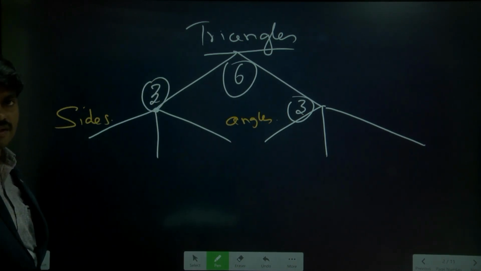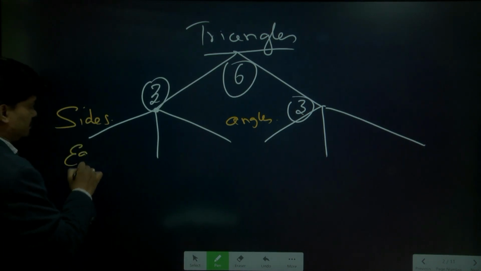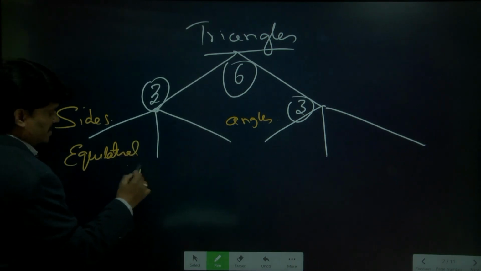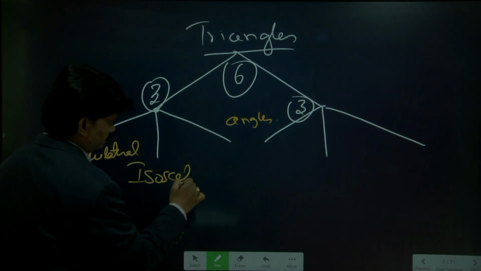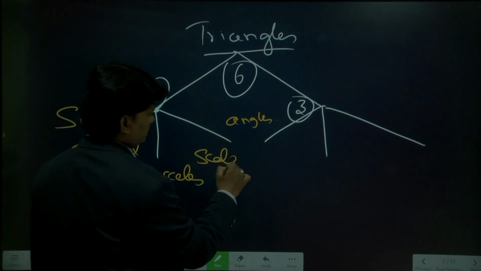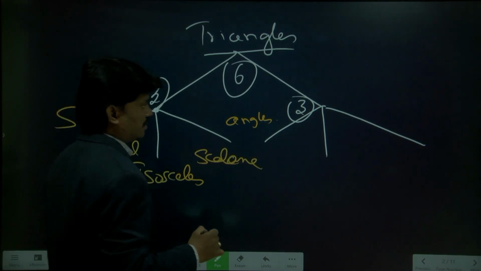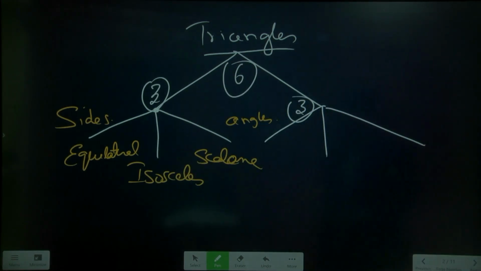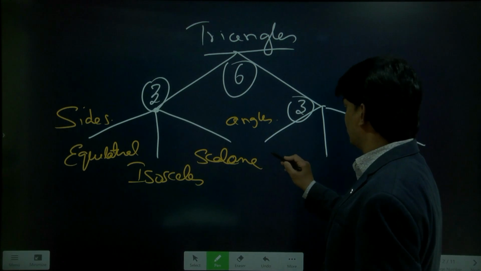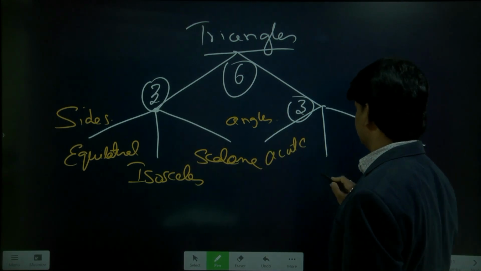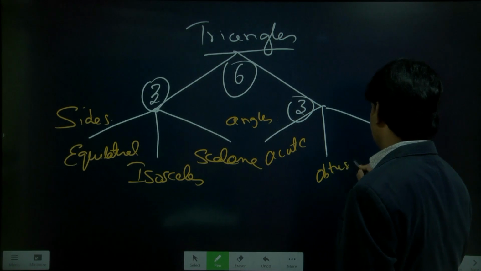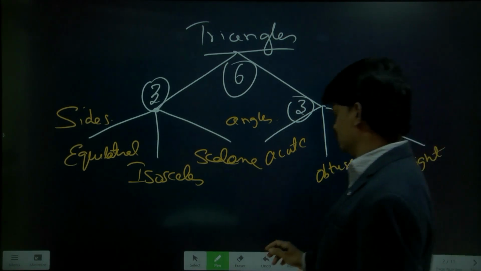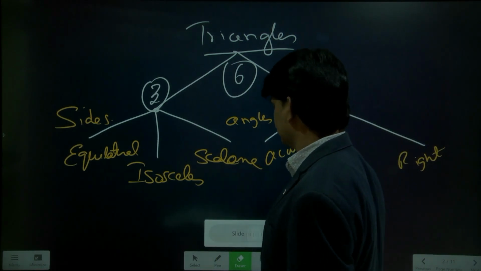You might know the equilateral triangle, isosceles triangle, scalene triangle. And according to angles, can you guess? Yeah, according to angles: acute angle triangle, obtuse angle triangle, and right angle triangle. Now let us see what these all are.